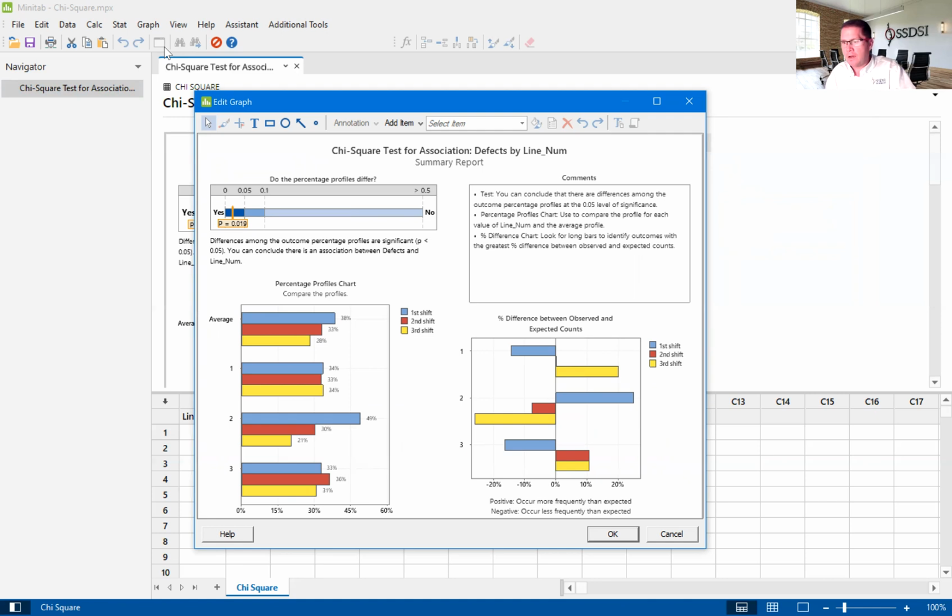All right, well, I hope that you have gained a little bit more understanding of the chi-square test for association.